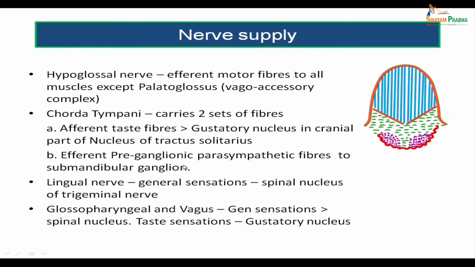This is very, very important. You need to remember where these taste fibers are ending. All the taste fibers are finally ending in the gustatory nucleus, which is located in the cranial part of the nucleus of tractus solitarius, which is present in which part of the brainstem? Which is present in the medulla of the brainstem. The general sensations of taste, the general sensations of temperature, touch and pressure, all these reach the spinal nucleus of the trigeminal nerve.